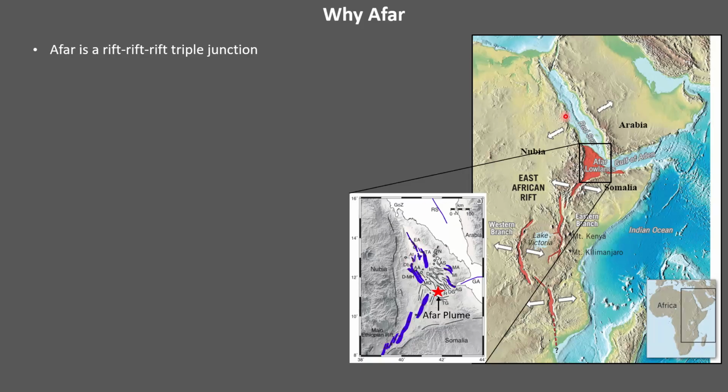Well, Afar is a rift-rift type of junction. It's located at the intersection of the Red Sea, Gulf of Aden, and the Main Ethiopian Rift. It's now guided by the divergent motion of the Somalia, Arabia, and Nubia plates, and it started forming around 30 million years ago after the arrival of the mantle plume, which is currently located in central Afar, around Lake Abe.